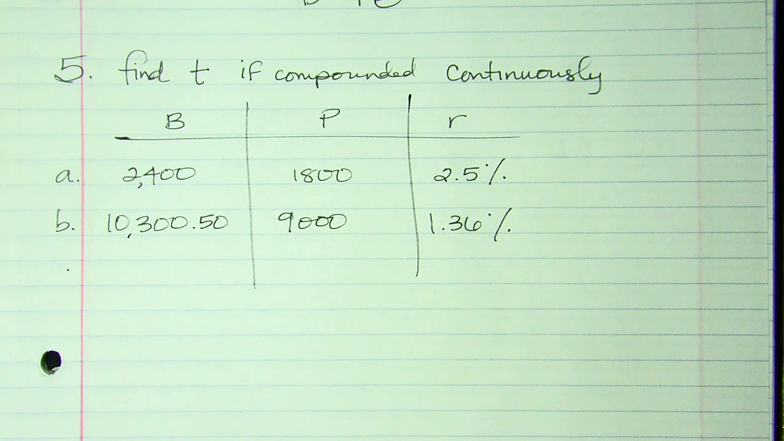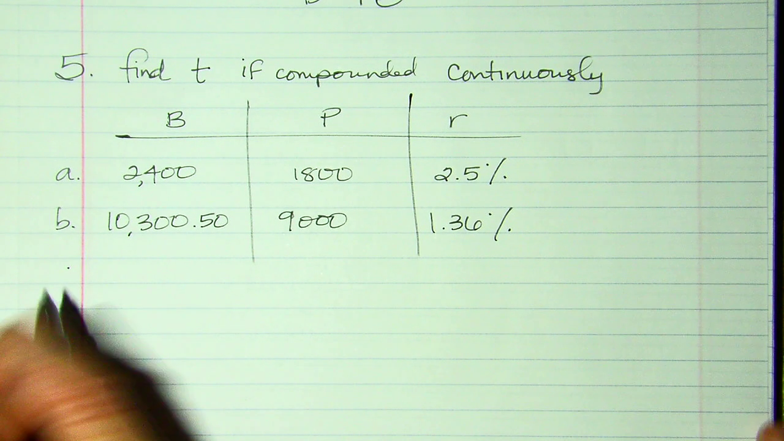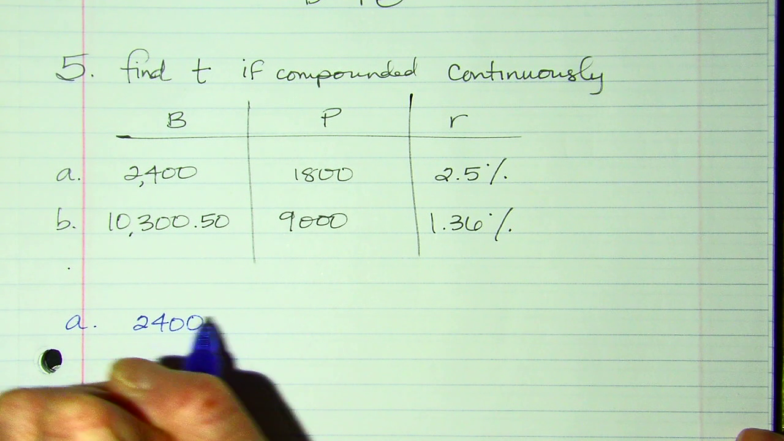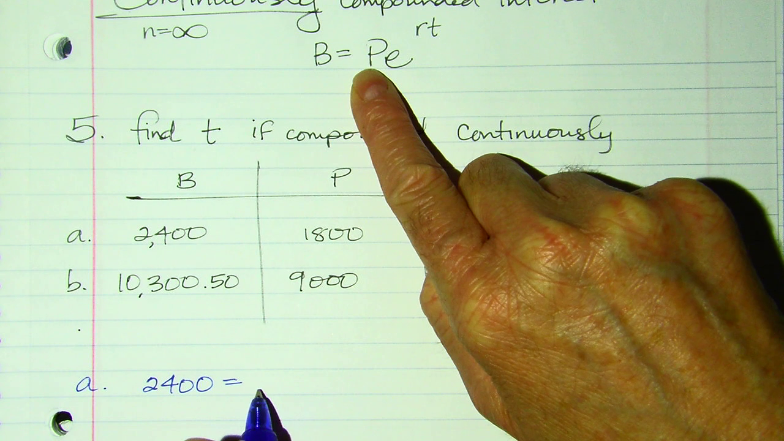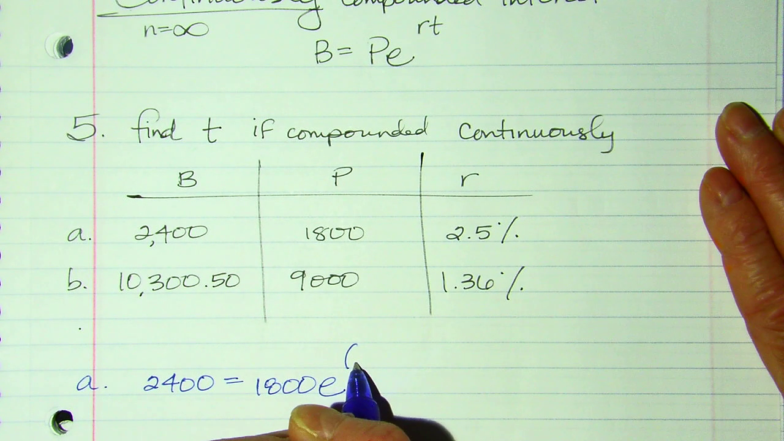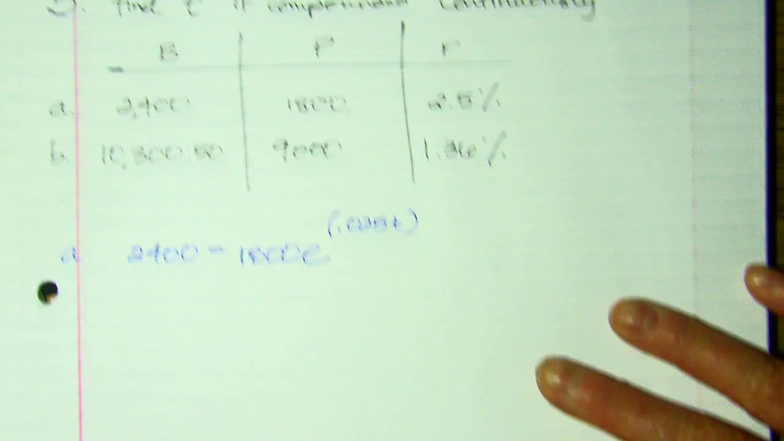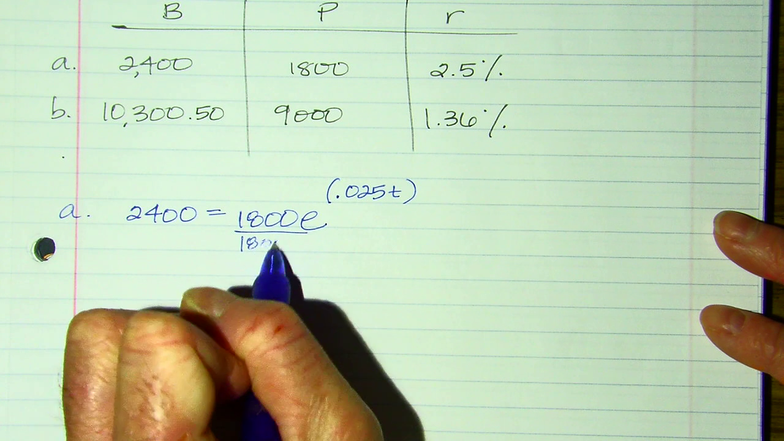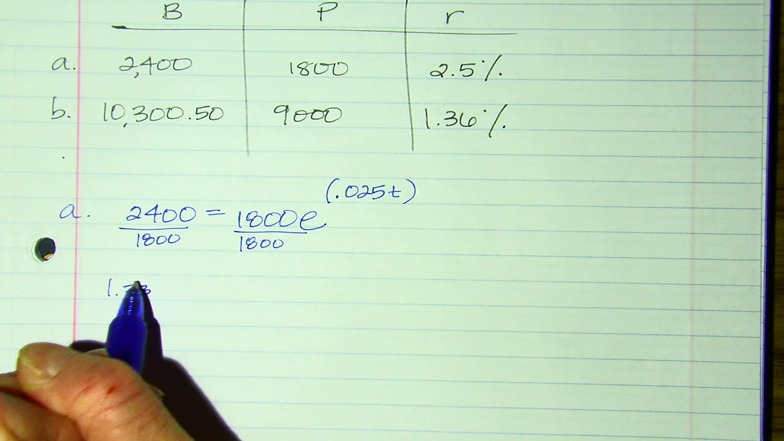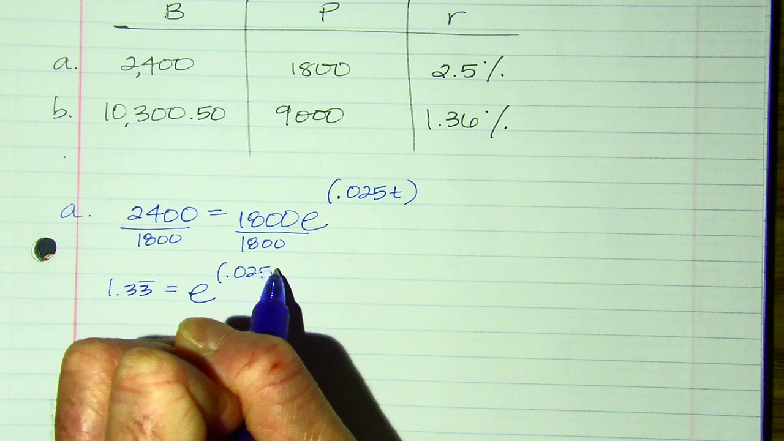Okay, so I'm going to do 2. This looks just like your table. I think homework has part C. So let's do part A. I know that I want $2,400 equals, I'm using this formula up here, my principal of $1,800 times e to the, my rate is 0.025 t. I don't know t, that's what I'm looking for. Okay, so the first thing I'm going to do is divide that 1,800. And I get 1.3333, that repeats, equals e to the 0.025 t.